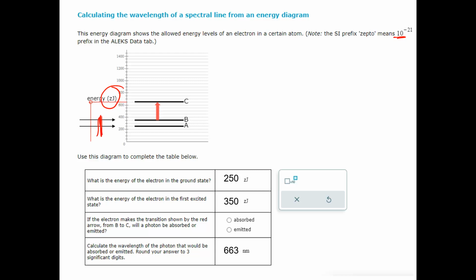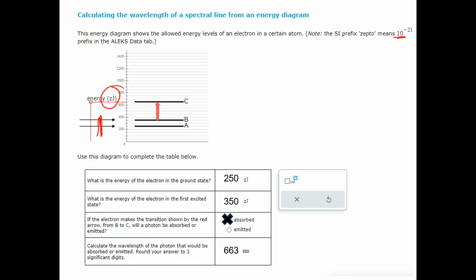Okay, the next question reads, if the electron makes the transition shown by the red arrow from B to C, will a photon be absorbed or emitted? So the electron is moving to a higher energy level, and this happens when a photon is absorbed. So a photon will be absorbed, so we should check the box that says absorbed. The last question asks, calculate the wavelength of the photon that would be absorbed or emitted. Round your answer to 3 significant figures.